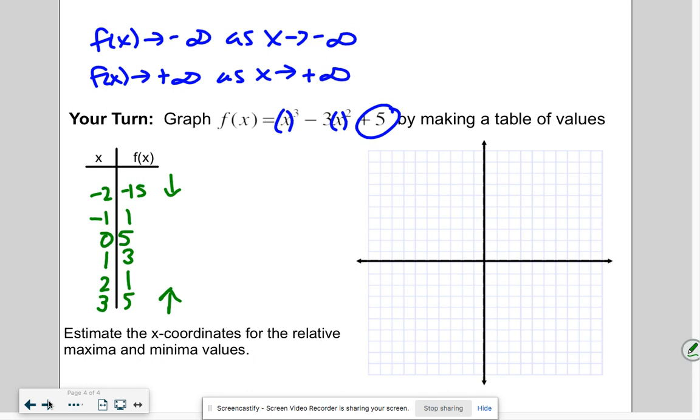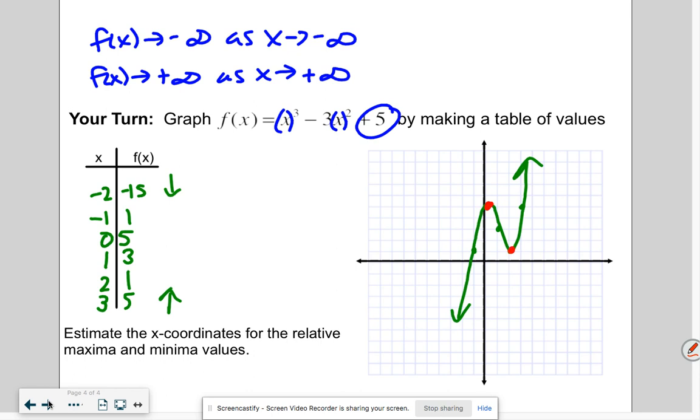So now let's plot these points. So 0, 5. I always like to put in the line or something first. -1, 1. -2, -15, which is way down there. So I can't really put that on my graph, but I have 1, 3, 2, 1, and then 3, 5. So it's headed that direction. So it's going like this. Okay, there we go. So we have 2 turning points here and here, and we have 1 real 0 this time.